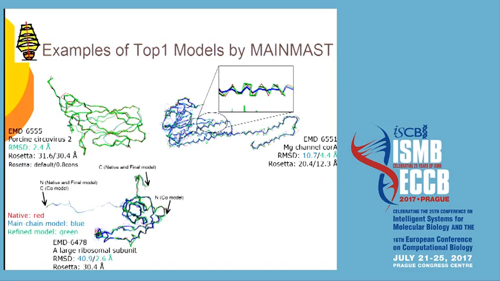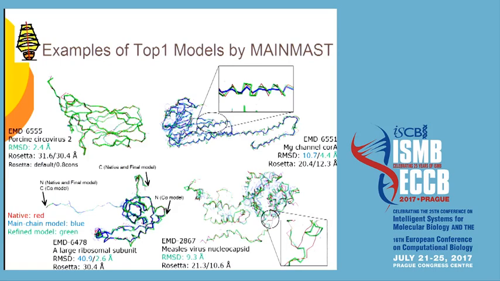In this example, before the refinement, we get 40 angstrom RMSD, because the C and N terminus were flipped, but after the refinement we could find that the order was opposite. This is another example. There were some small errors, some topological errors in the model, but the RMSD is a 9.3 angstrom structure.